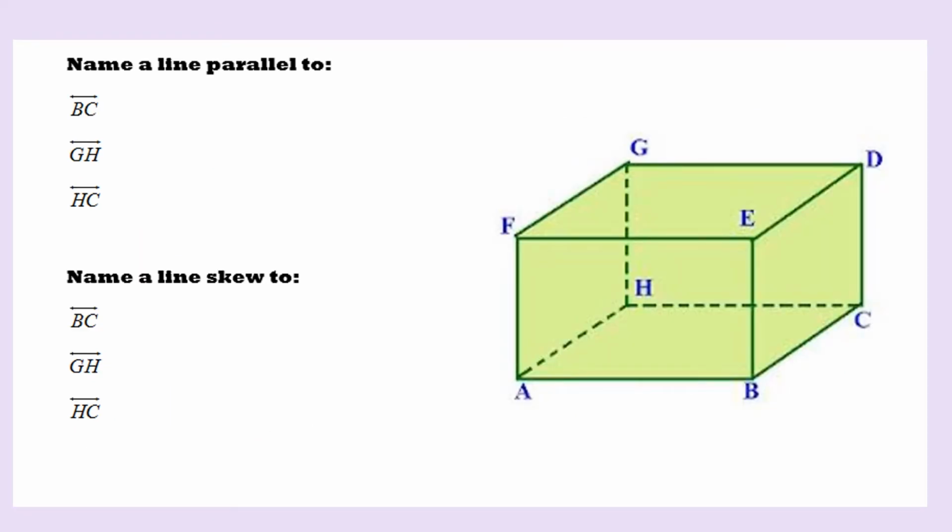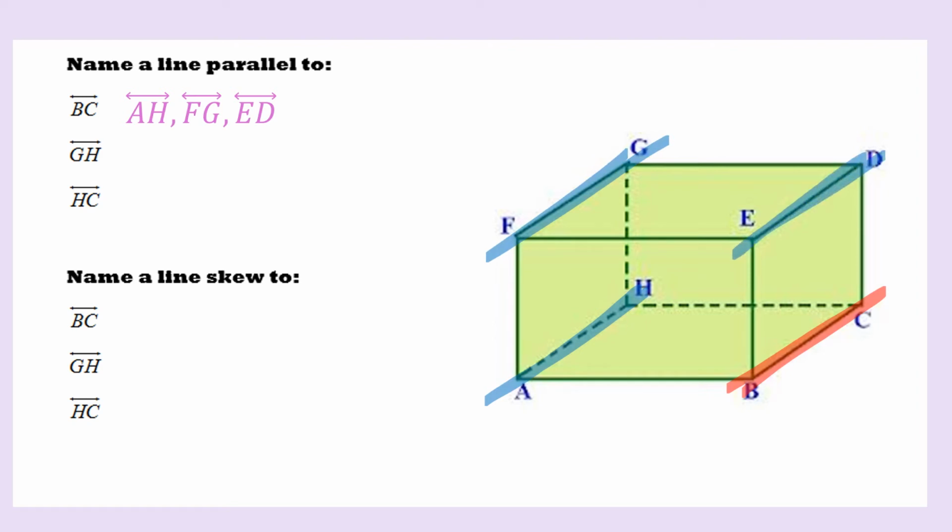Okay, then go on to your next ones. Try these. Name a line parallel to BC, line BC. So we'd have AH, here's BC. We would have AH, we'd have FG, we'd have ED, and that is all of your options for that one.